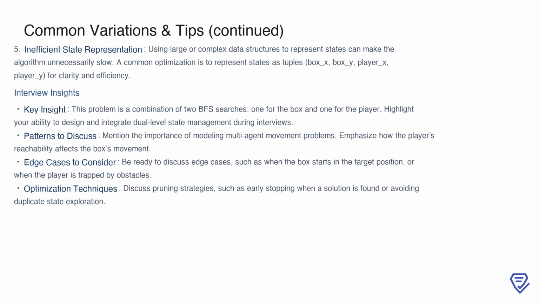For interviews, it's important to highlight your ability to design a solution that integrates two BFS searches, one for the box and another for the player. This dual-level state management demonstrates a strong grasp of the problem. Discussing the modeling of multi-agent movement problems is another great way to impress, as it shows you understand how the player's reachability directly impacts the box's movement. Be prepared to address edge cases, like when the box starts in the target position or where the player is trapped and unable to move. Additionally, interviewers may look for optimization techniques, such as pruning strategies like early stopping when a solution is found or avoiding duplicate state exploration to improve efficiency.